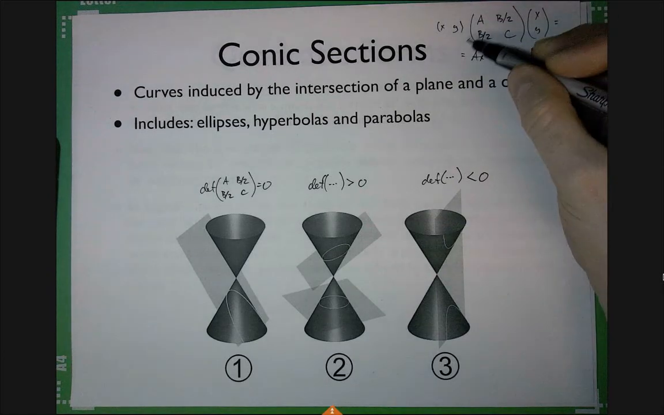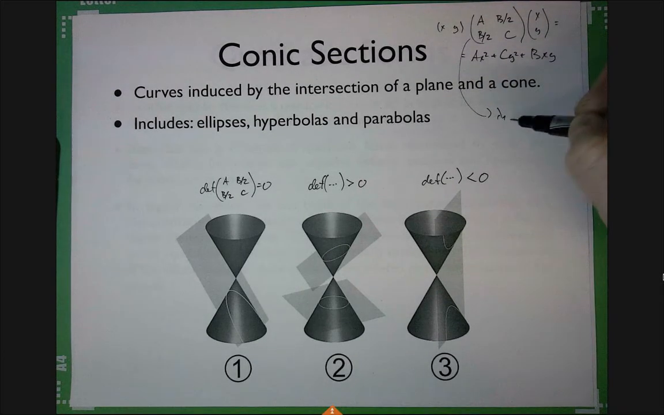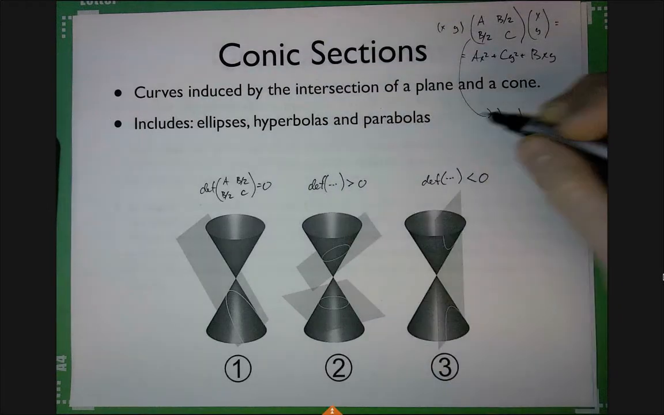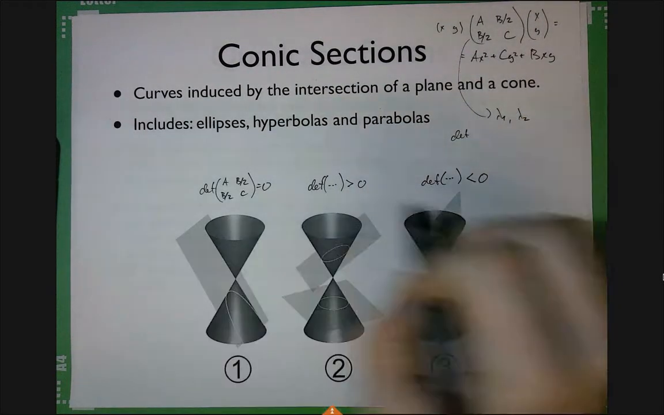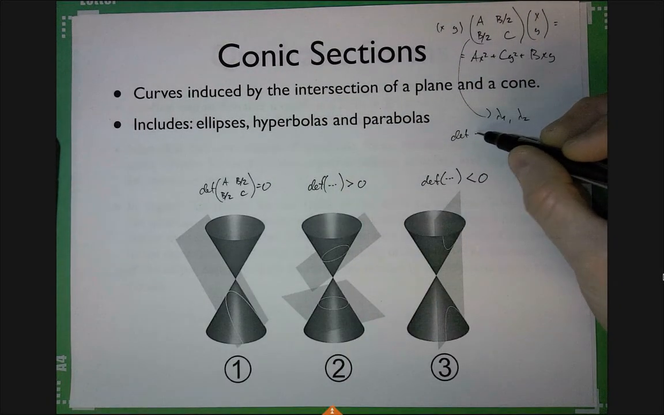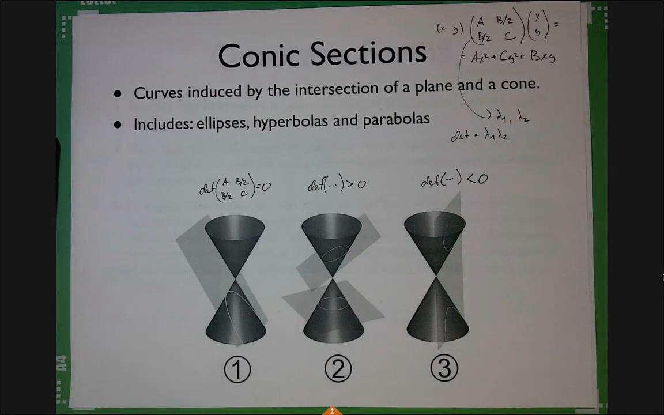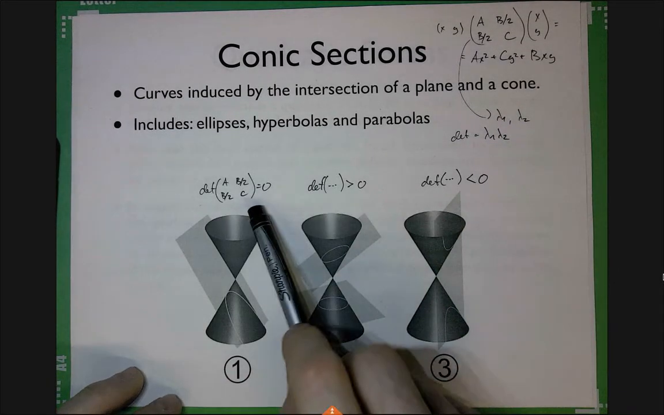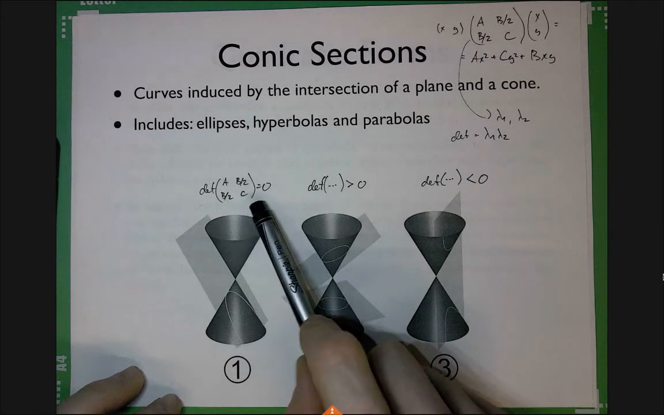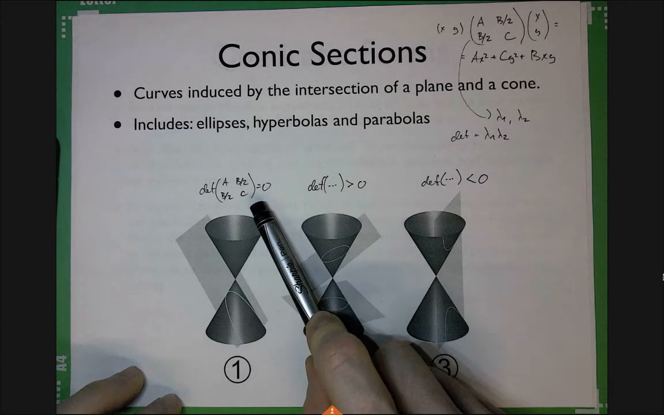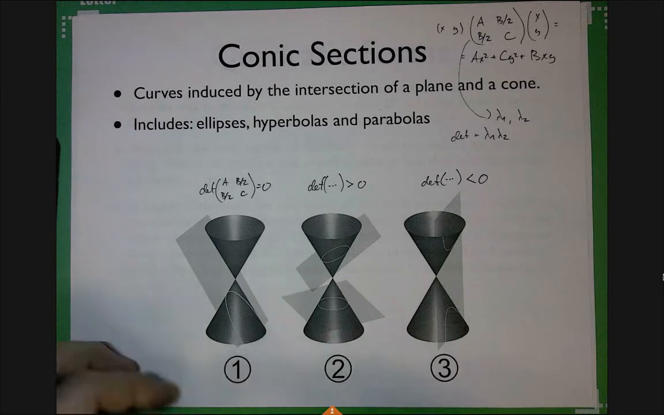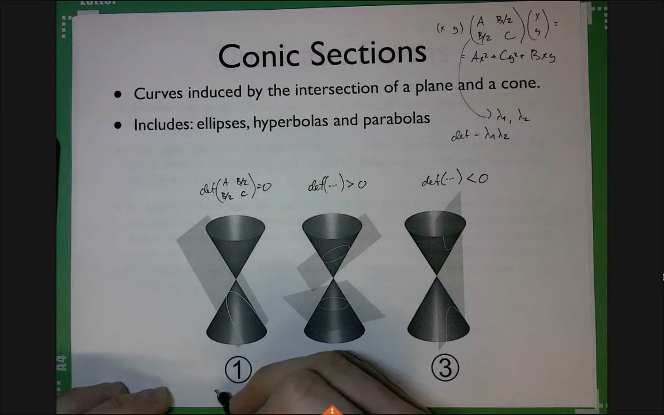If this matrix has eigenvalues lambda 1 and lambda 2, then this determinant I used to classify this is the product of the eigenvalues, lambda 1 times lambda 2, right? So in this case, it means that one of the eigenvalues must be 0. And in that case, we get a parabola. Maybe I should write it here, right? This is parabola.